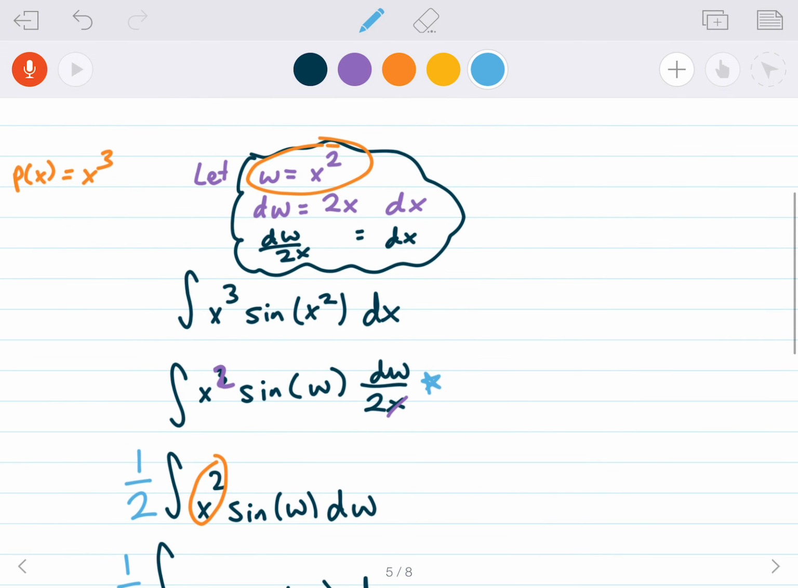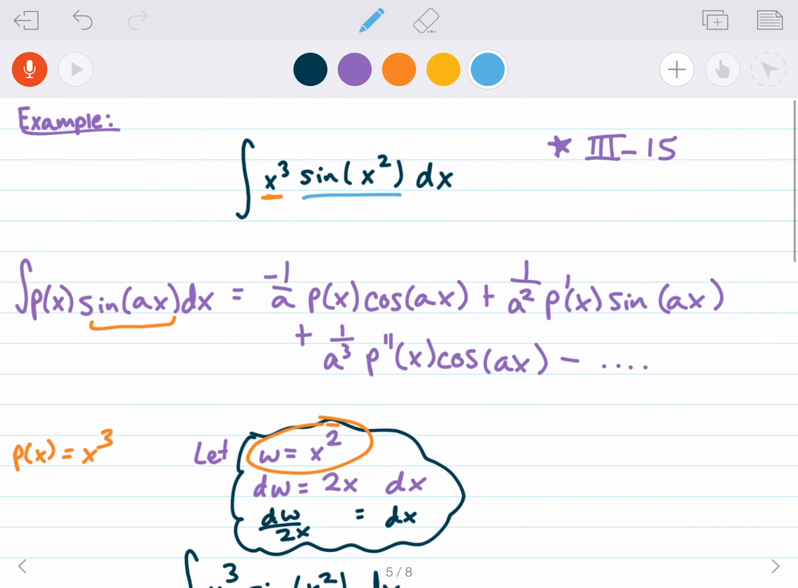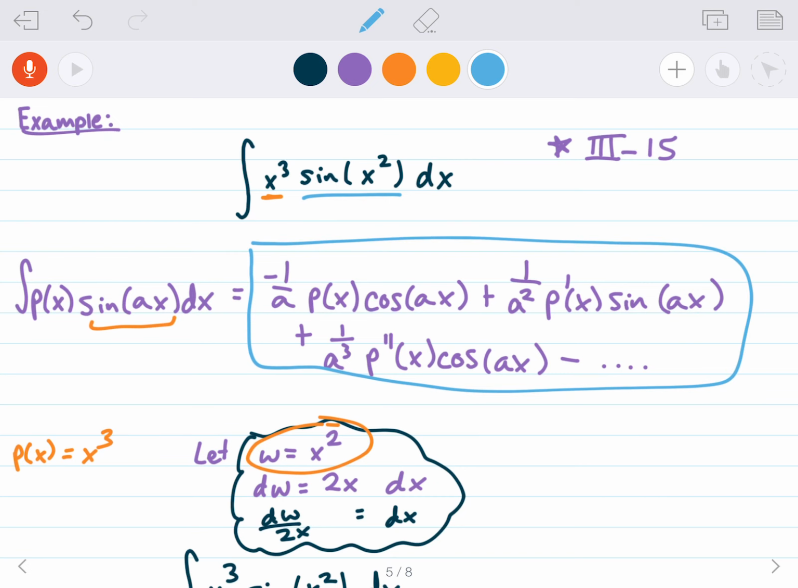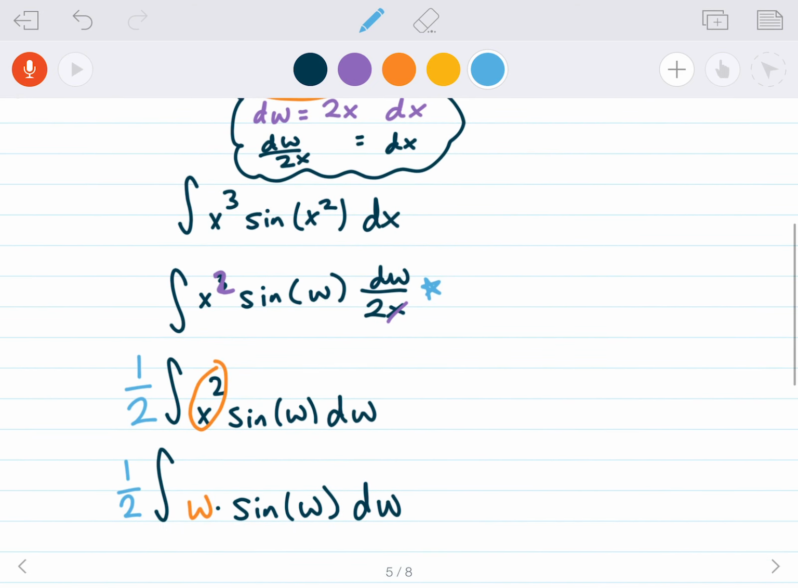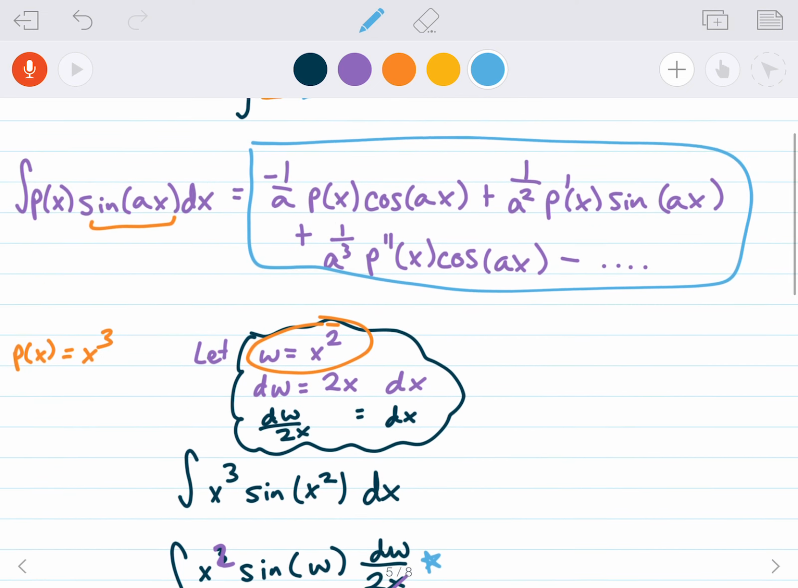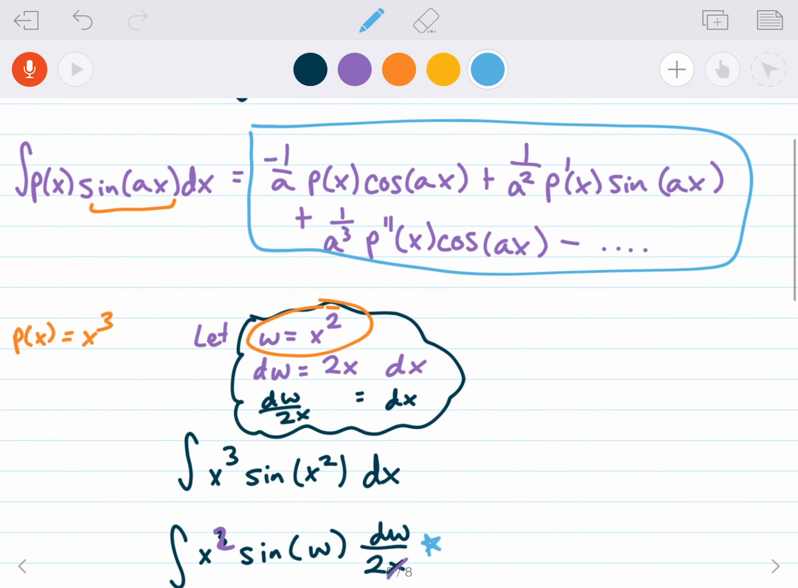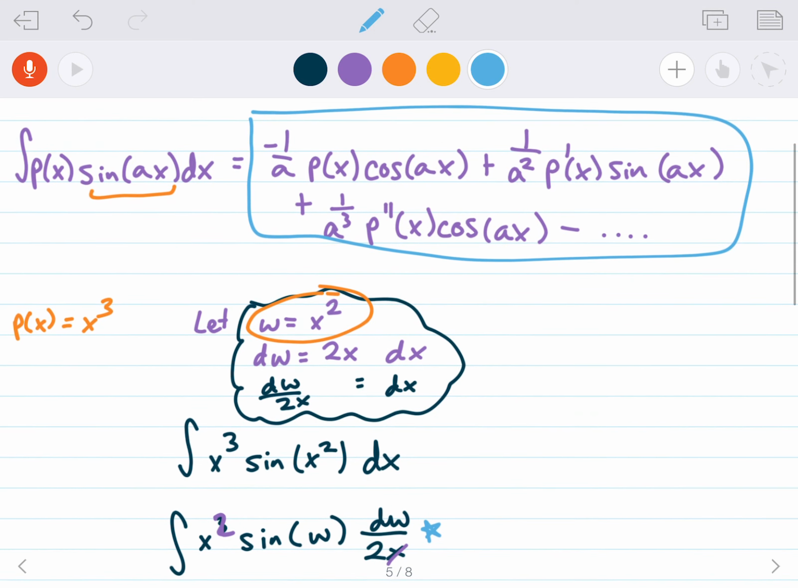Okay, so now I'm just going to use my formula right here. Now, in this case, a is the coefficient being multiplied by your variable on the inside of sine, and that's just 1. So here, a is equal to 1. And my formula says negative 1 p of x cosine ax.